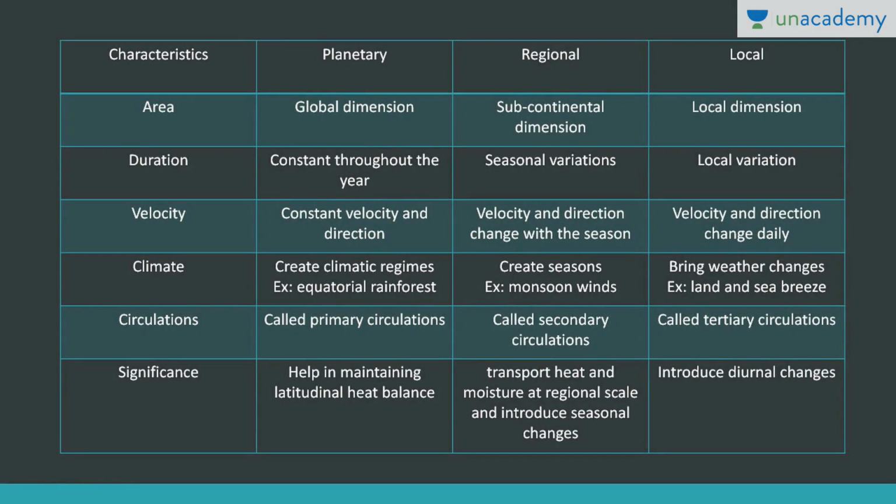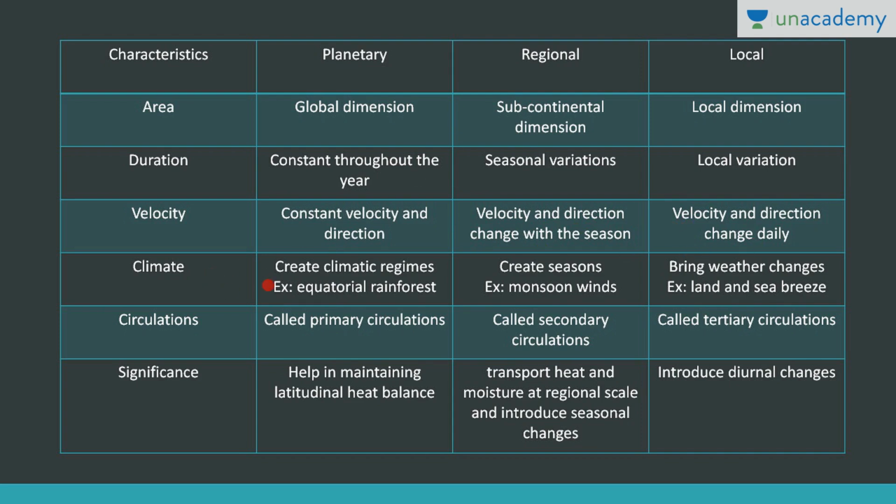Now let's discuss the differences between the planetary, regional and local winds. So planetary winds, these are global in dimension, regional are subcontinental in dimension, and local are local in dimension. Planetary winds are constant throughout the year. Regional, they have seasonal variation. Local winds, they have local variation. Now planetary winds have constant velocity and direction. Regional winds, their velocity and direction change with the season, and local winds, their velocity and direction change daily.